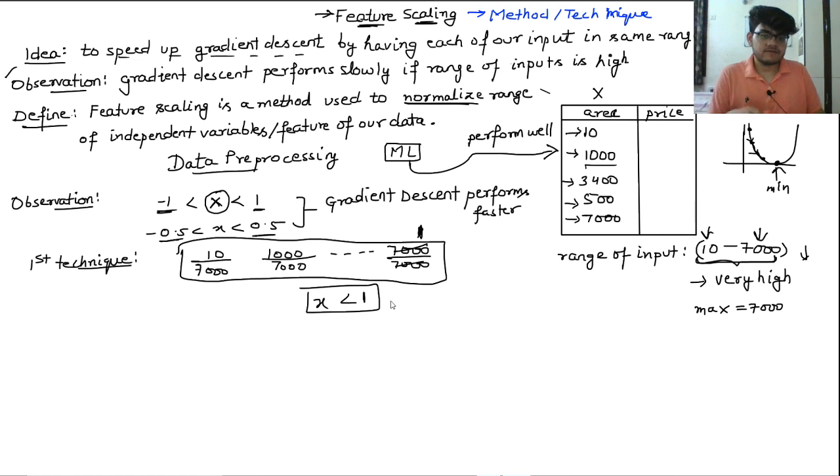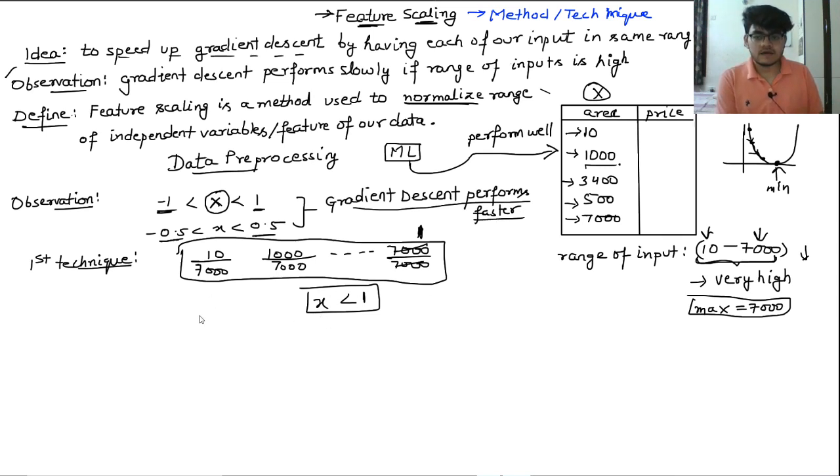So if I have a data set like this, the first task is to find out if the features inside our data set are scaled or not. If the range is very high, we will pick up the maximum element and divide each value by it, and we will obtain a lower range. Then we will apply our machine learning hypothesis and then cost function, and then gradient descent will perform faster. So this is the very first technique.